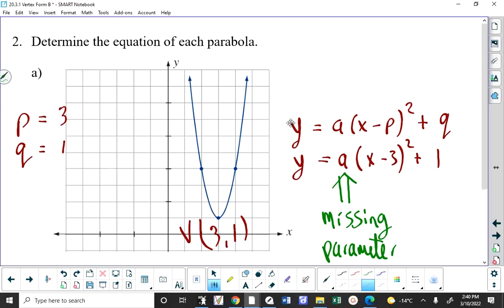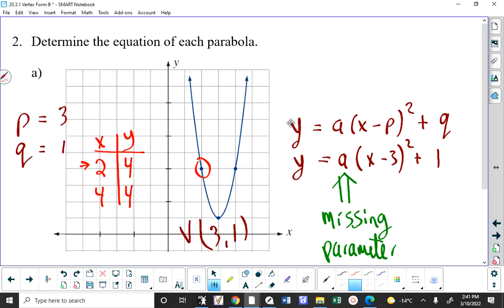So we actually have 2 points here. We have when x is 2, y is 4. So we could put in 2 for x and 4 for y. And then we also have when x is 4, y is 4. I want you to notice something. That if you put 2 in for x, in brackets you'll have 2 minus 3, which is negative 1, and when you square that you get 1.